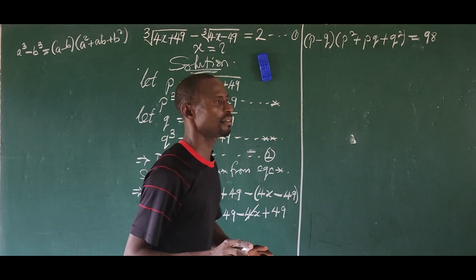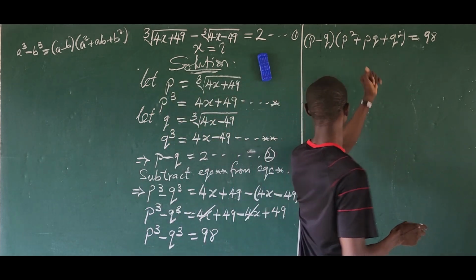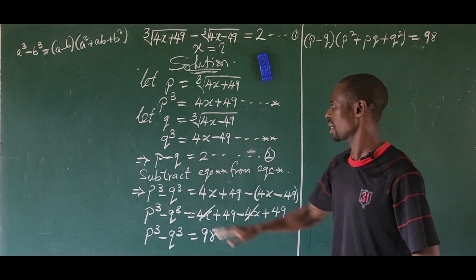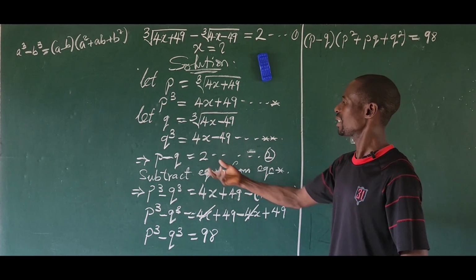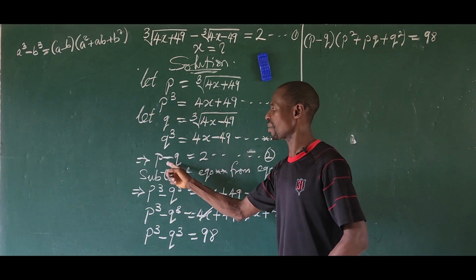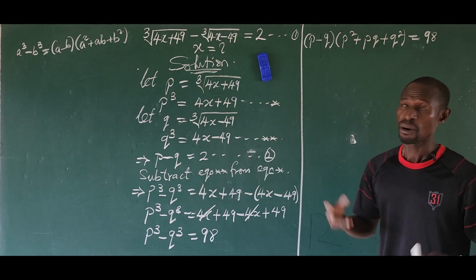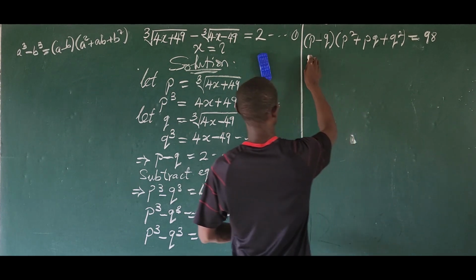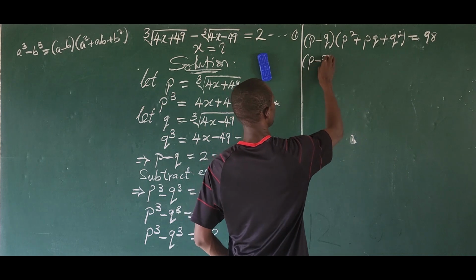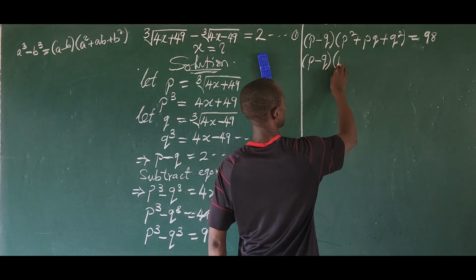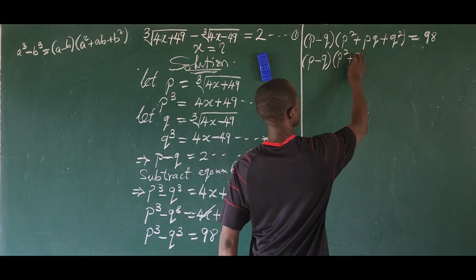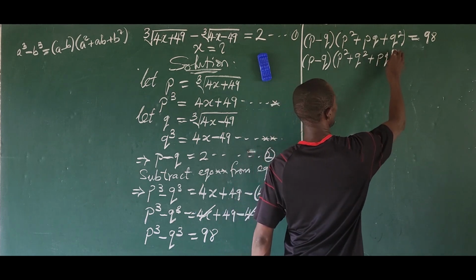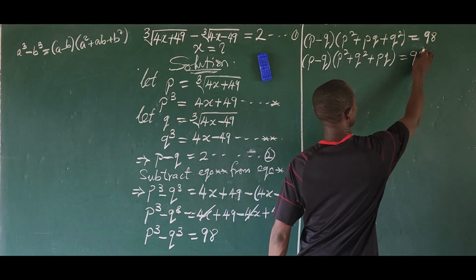Now, if you look at this expression closely, you'll discover we already have P − Q. Look at it here as our equation 2, and it has a numerical value: P − Q = 2. Now we can rewrite this expression to give us (P − Q)(P² + Q² + PQ) = 98.